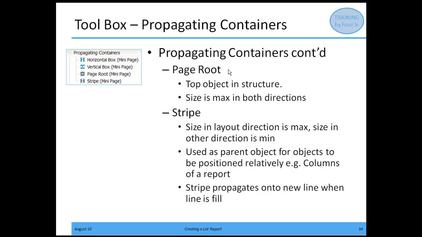And finally, we have this concept of a stripe, and the stripe, when put on, the layout direction is going to be max, while the size in the other direction is going to be min. And this is the parent object that we use for objects that we're going to relatively position, such as the columns of a row being sent across to a report. And a stripe propagates onto a new line when the previous line is filled. You'll notice all of these are called a mini page, and when they're brought across into the report structure, they're also going to say mini page. And we can look at the icon to see what type of mini page it was as a default.